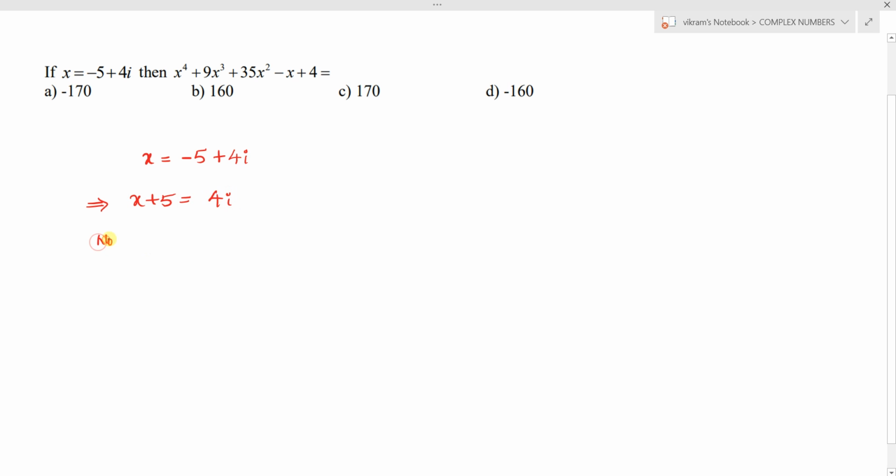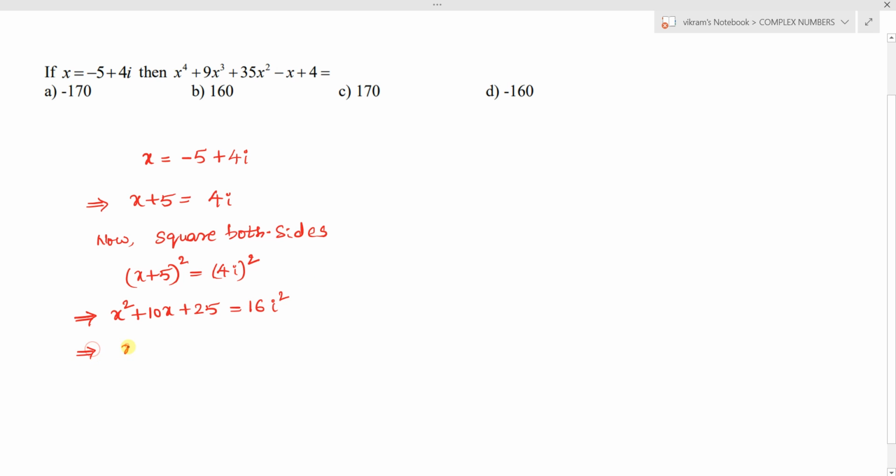Now square on both sides. After squaring on both sides, what will we get? We will get x plus 5 whole square is equal to 4i square. Now the resultant is x square plus 10x plus 25, which is equal to 16i square, and we know that i square is equal to minus 1.